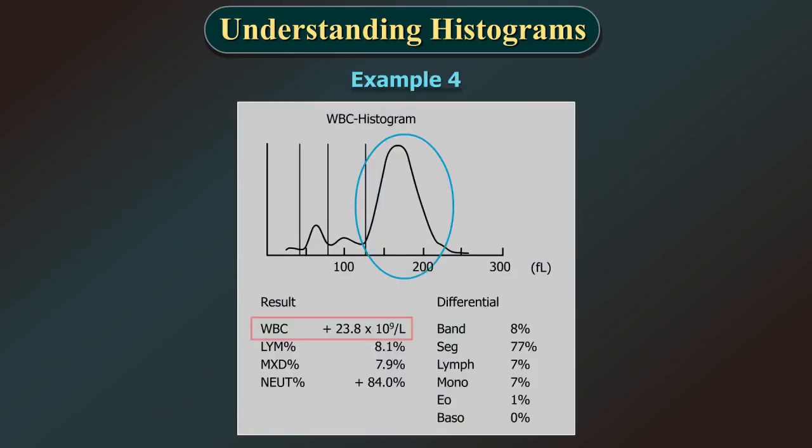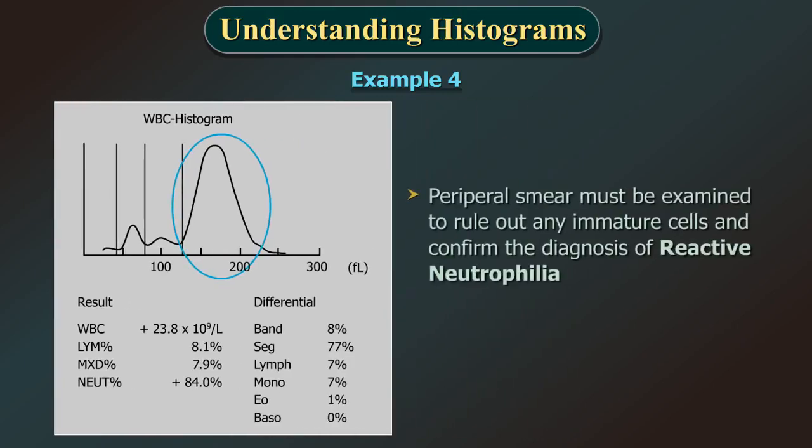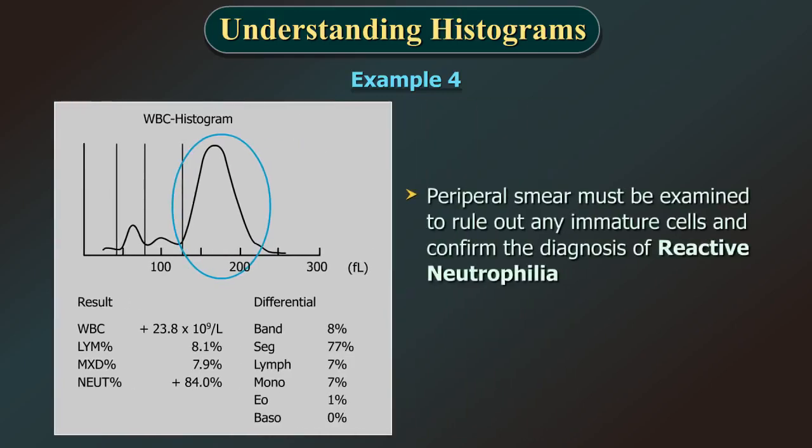Example 4. Here, the total leukocyte count is increased, shown with a plus sign. There is increase in the neutrophil percentage and the absolute neutrophil count, which is corroborated on the WBC histogram, which shows a prominent peak in the large leukocyte cell region, which are the neutrophils. Peripheral smear must be examined to rule out any immature cells and to confirm the diagnosis of a reactive neutrophilia. And also this should be corroborated with the clinical history of the patient.